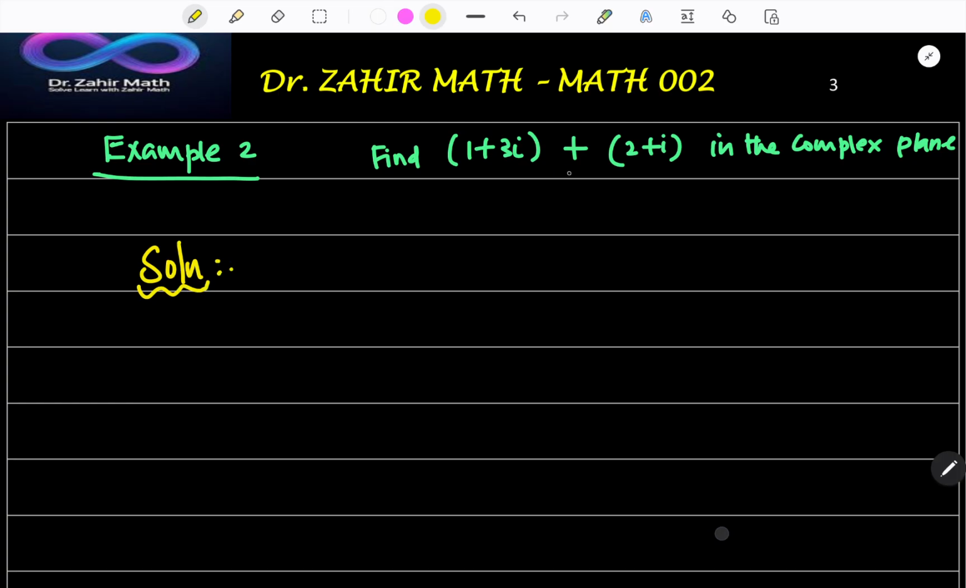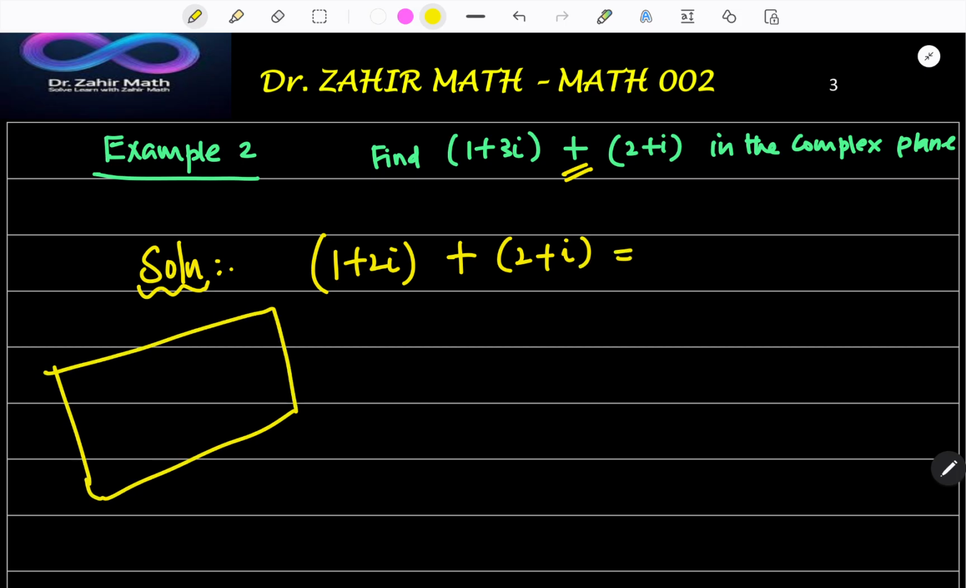Okay, what is the question? There is a plus. So open the bracket, type in the calculator 1 plus 2i plus 2 plus i. Again I'm telling you, if you want to type this expression, your calculator should be in complex mode. What do you mean by complex mode? You press mode and then press 2, and you will get complex. So if you put this in the calculator, you will get what?